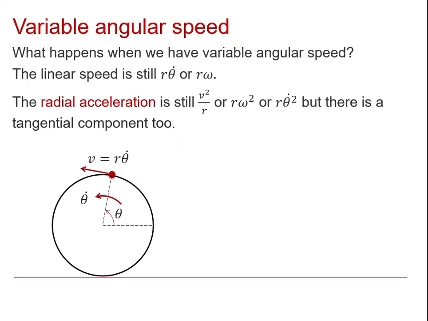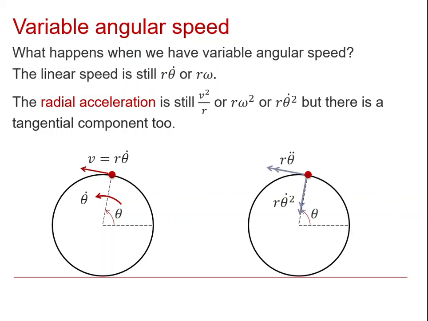So what happens when we have variable angular speed? We know already that the linear speed is r theta dot. That doesn't change. Its alternative form is r omega, and the radial acceleration is still the same, v squared over r, or r omega squared, or r theta dot squared, according to which is the most convenient in the context. But there's going to be a tangential component too, because the speed is actually changing. Now the form of that tangential component is difficult to derive without the use of calculus or trigonometry. So here I'm simply going to quote the result.